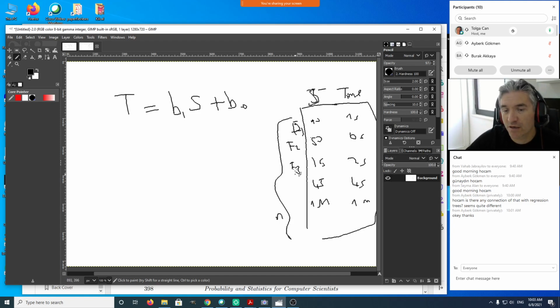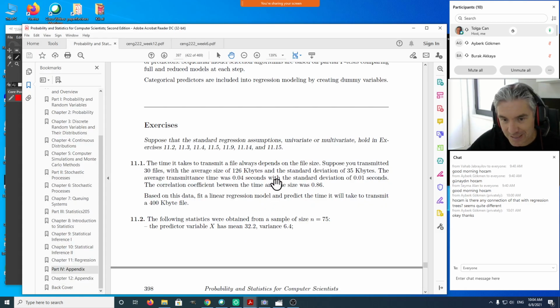Normally we would be given such measurements, and from this we would compute S bar and T bar, and then we would compute SXX and SXY by using this S bar. This time we will call it SS. Here our X is this S, and we are going to compute ST from this sample data.